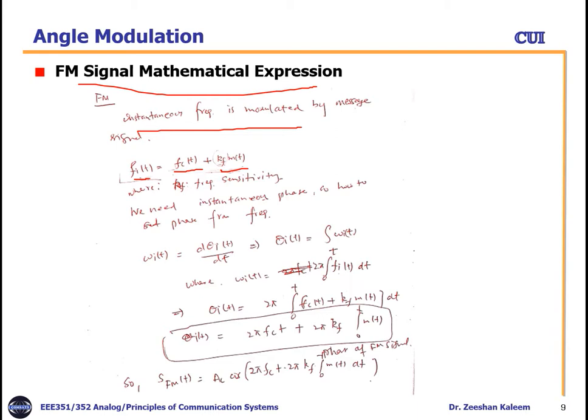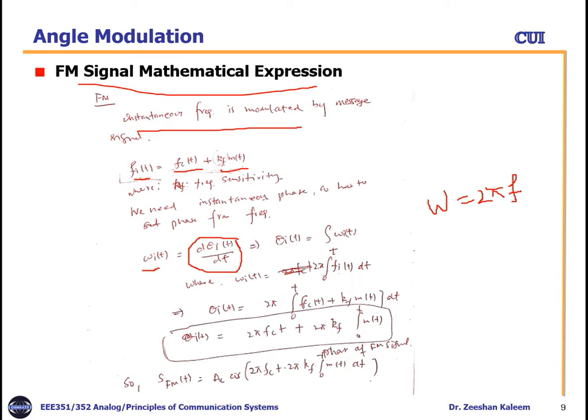So we need the instantaneous phase, so we have to get the phase from the frequency. You know the relationship that omega is equal to 2 pi f, right? And omega is the derivative, the rate of change, of theta. This is the angular frequency. So the rate of change of angle is the angular frequency. So we need to take the derivative, right?